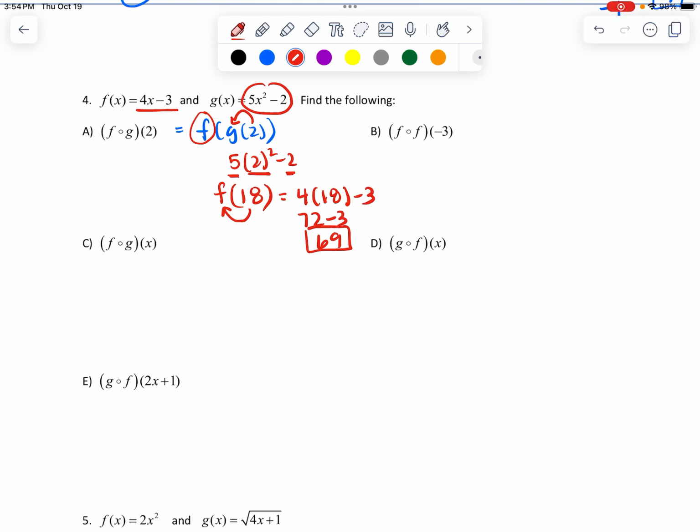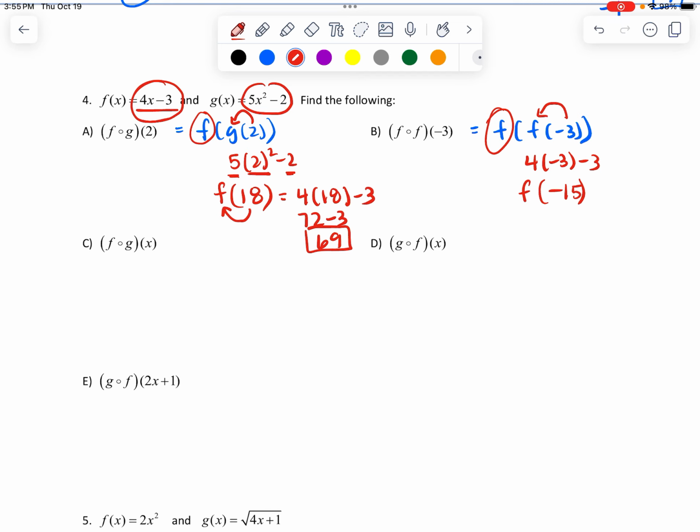All right, part B. I'm going to compose f with itself. That looks like fun. So I have f of f of negative 3. So this means plug negative 3 into f, and let's get that answer. So I'm going to go ahead and plug negative 3 into f. So that's going to be 4 times negative 3 minus 3, which is negative 12 minus 3, which is negative 15.